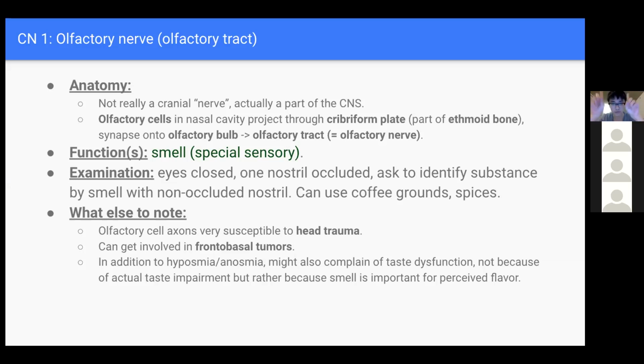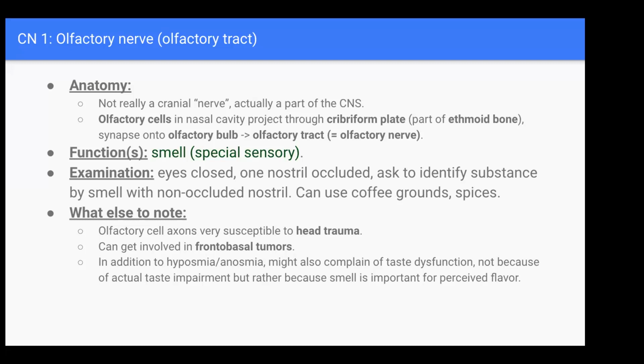The axons go through the little holes and reach the cranial cavity, where they synapse onto a region called the olfactory bulb. You have a bunch of neurons there, and these have axons that project to your brain. Those axons bundled together are what we actually call the olfactory nerve, or olfactory tract, as I said earlier. The function is pretty straightforward. It's just for your smell.